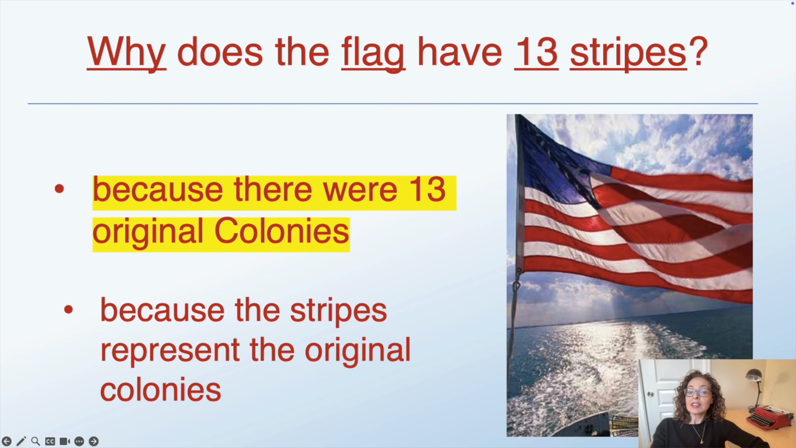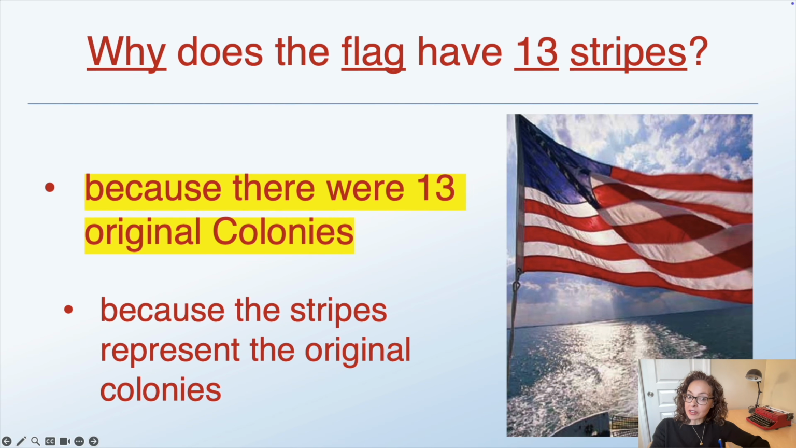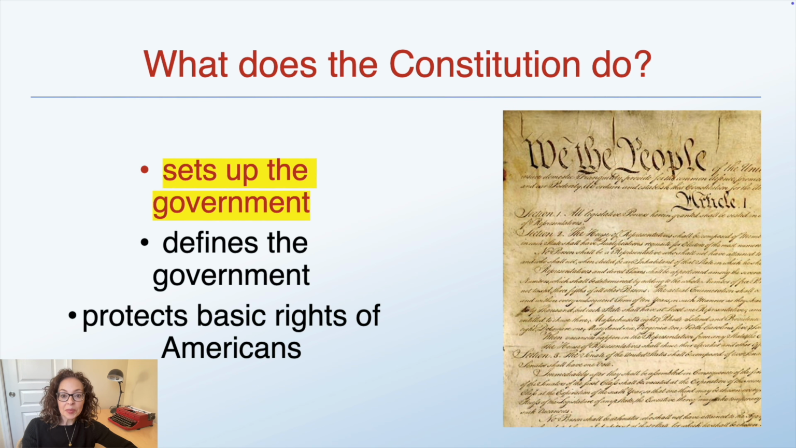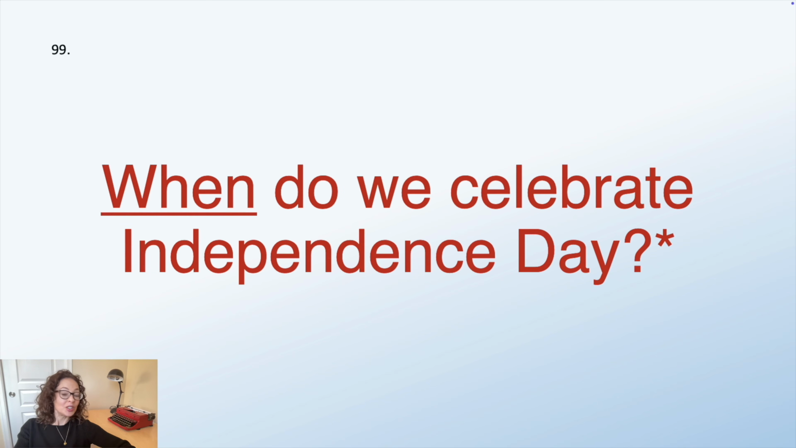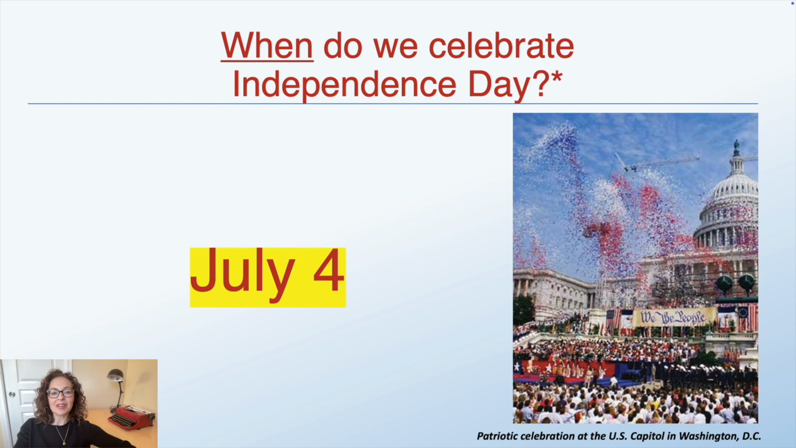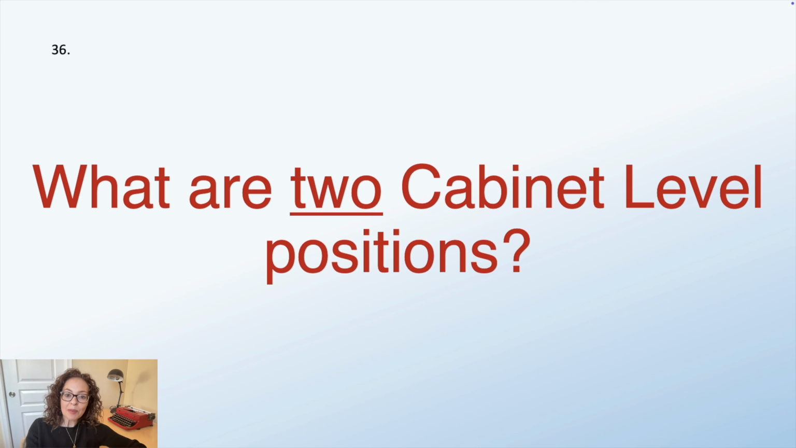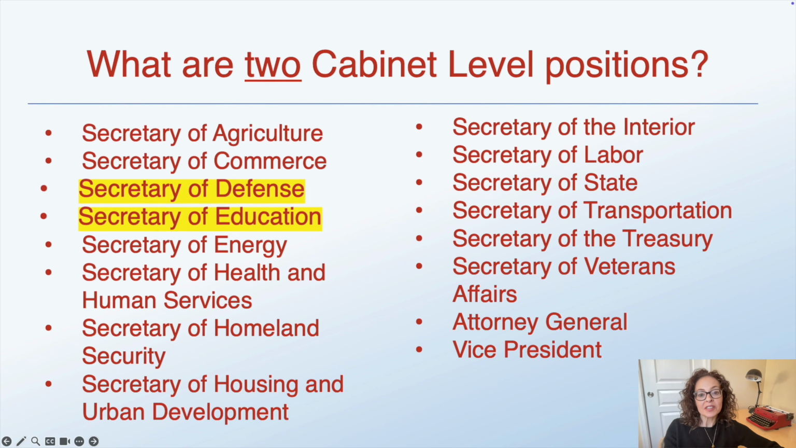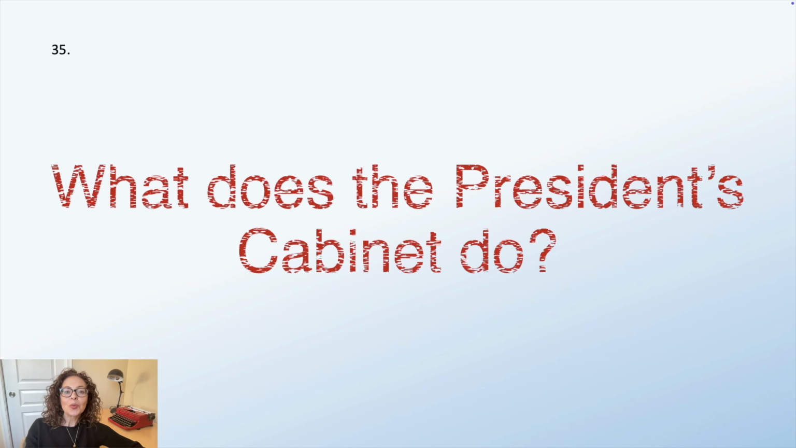The flag has 13 stripes because there were 13 original colonies. What does the Constitution do? It sets up the government. When do we celebrate Independence Day? On July 4th. What are 2 cabinet-level positions? Secretary of Defense and Secretary of Education. What does the President's Cabinet do?